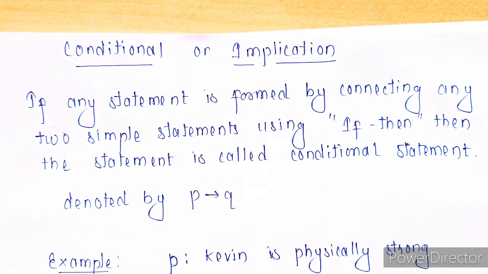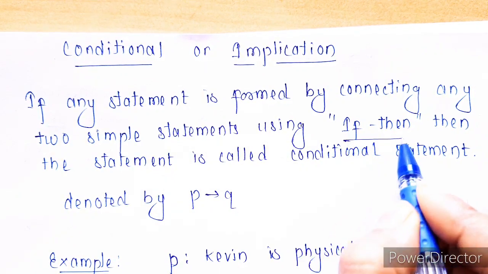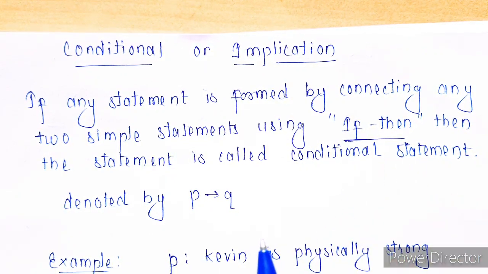In the last videos we discussed conjunction and disjunction. Now we'll be discussing conditional. Conditional is also called implication. In conjunction, we used the word "and" to connect two different statements. In disjunction, we used "or" to connect two different statements. Similarly, here we'll be using the words "if, then" to connect two different statements.